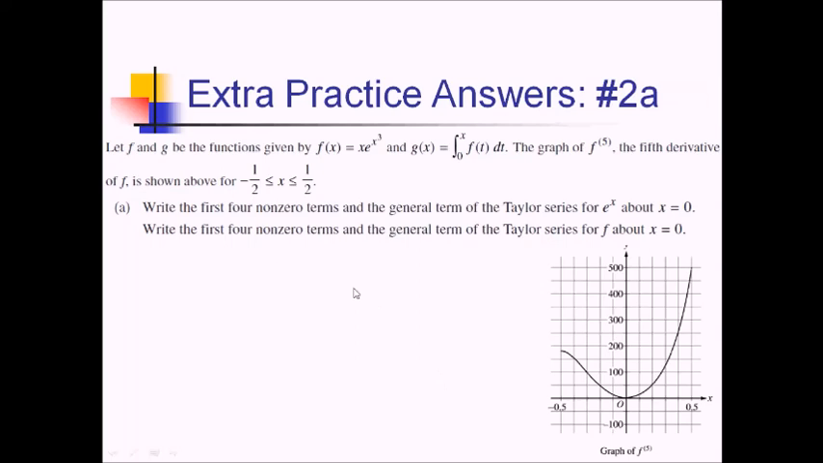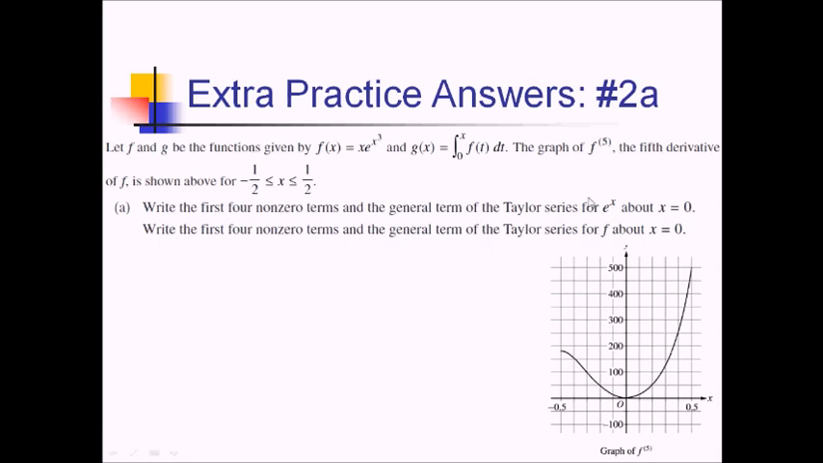For this no calculator free response problem, they're telling us f and g are functions given by, let's see, x e to the x cubed, and g is the integral of f. And then the graph of the 5th derivative of f is given down below. So first task, based on all this information, we want the first 4 non-zero terms in general term of e to the x, and then they want us to write all of that for f of x.